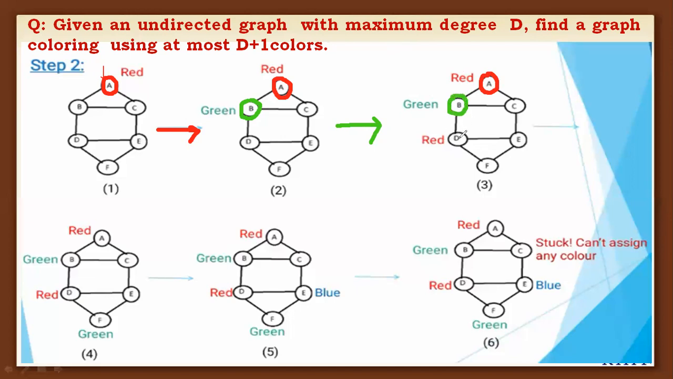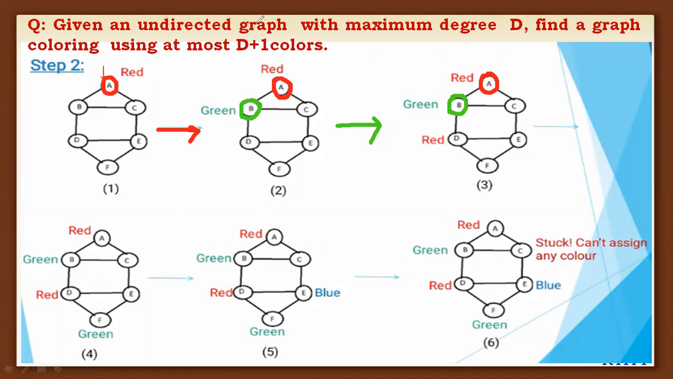I need to fill the third vertex. So here, this third vertex, can I fill with green? No. If I filled this with green, these two vertices are the same. It is not satisfying the condition. Hence, I cannot fill this with green.